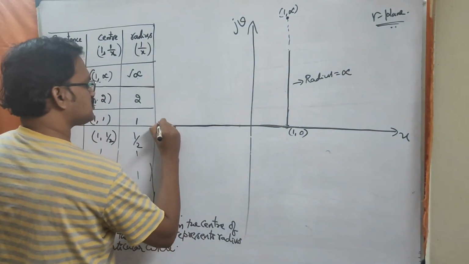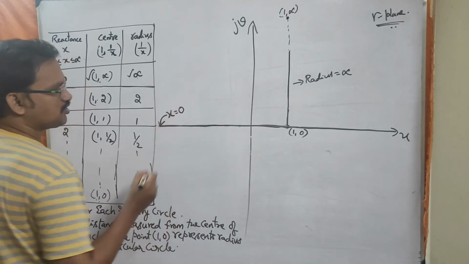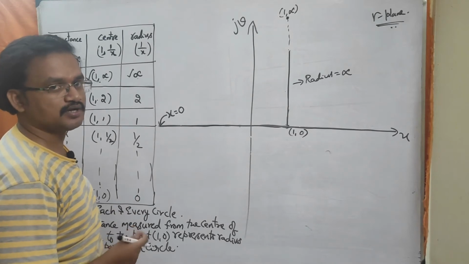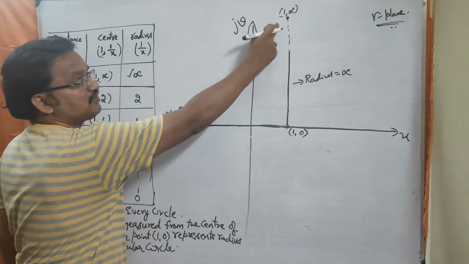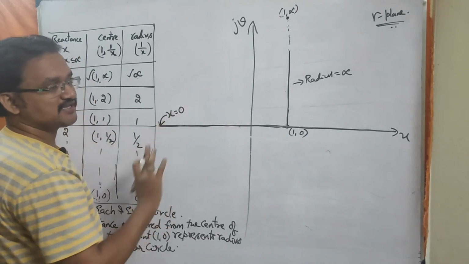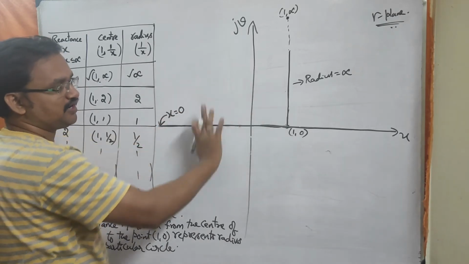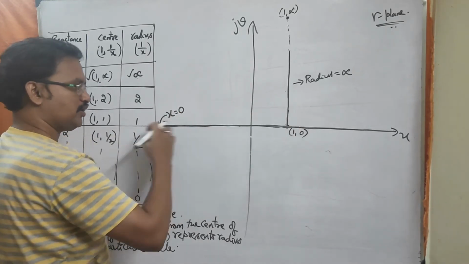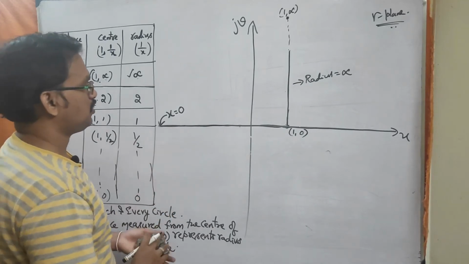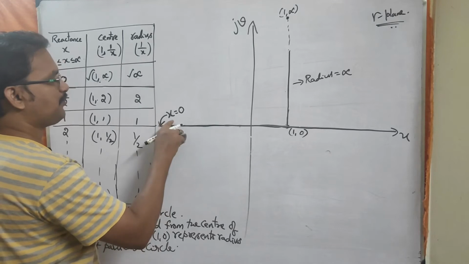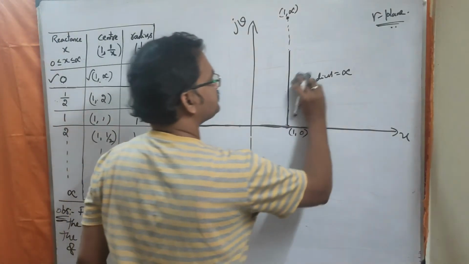So this u axis itself represents the x is equal to 0 circle. The x is equal to 0 circle is the circle with the center 1 comma infinity and radius infinity. If you draw a circle with infinite radius, we get a straight line. Understood? Okay, so we have successfully mapped the x is equal to 0 circle. Okay, next.